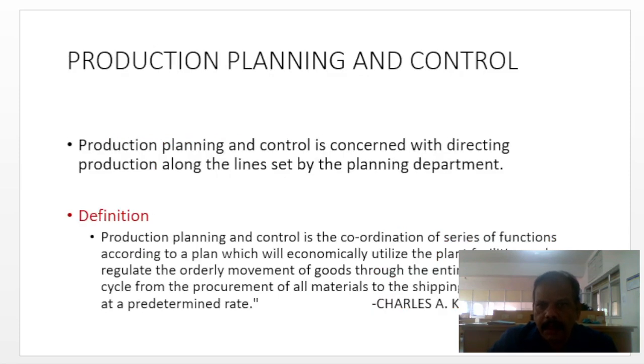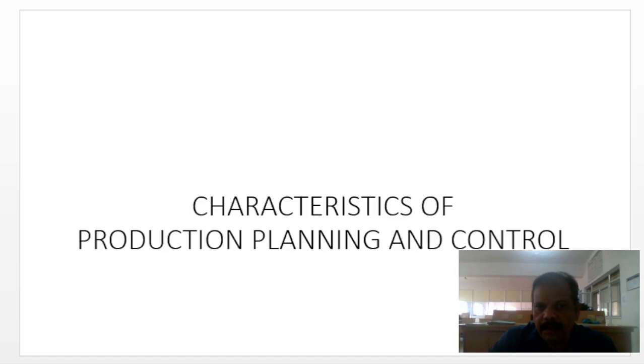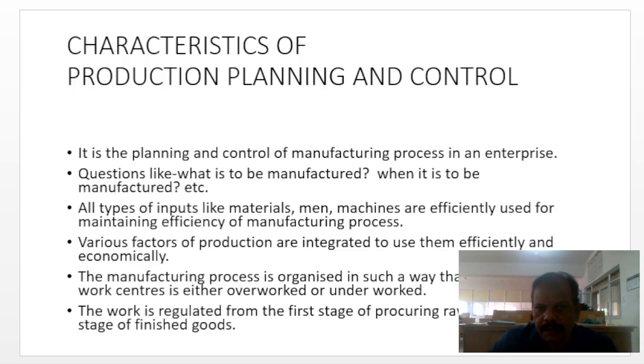Production planning and control is concerned with directing production along the lines set by the planning department. So now let us move on to the characteristics of production planning and control. What are the different characteristics?